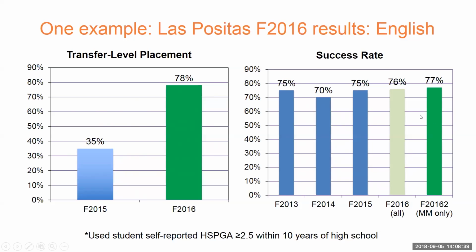And then they saw actually their success rate going up slightly. So they went from an average of around 73%, 74%, up to 76 and 77% in the year that they implemented it. So success rates really holding stable, with many more students being eligible to enroll in the transfer level courses.